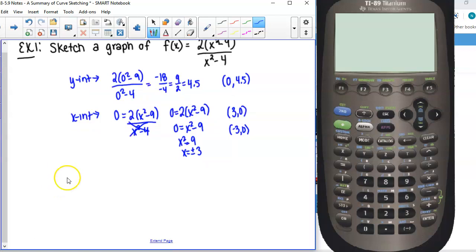Vertical asymptotes. Where would we have vertical asymptotes for this graph? It'd be at negative 2 and 2, because if we take that denominator, x squared minus 4, and set it equal to 0, x squared equals 4, so x equals plus or minus 2. So we have vertical asymptotes at x equals 2 and x equals negative 2.